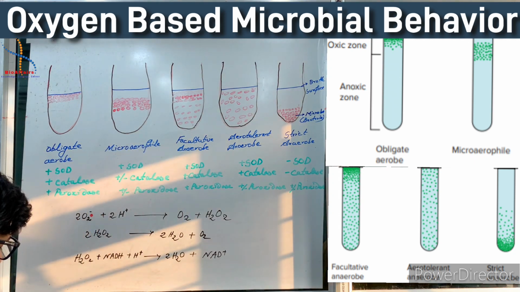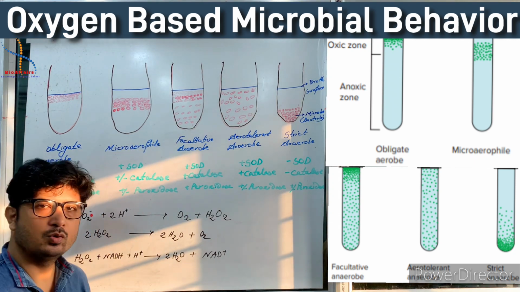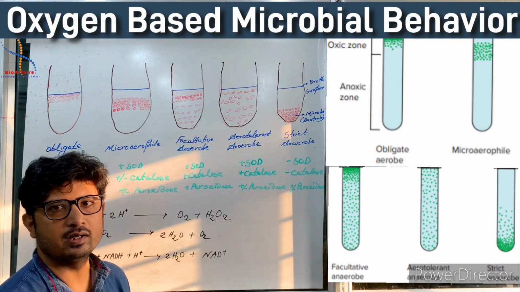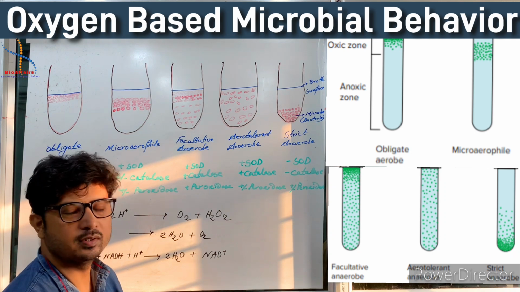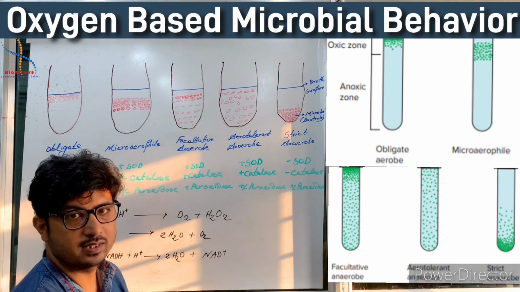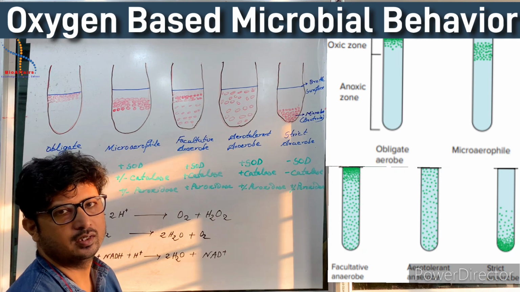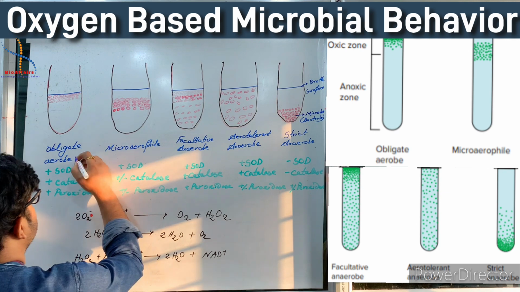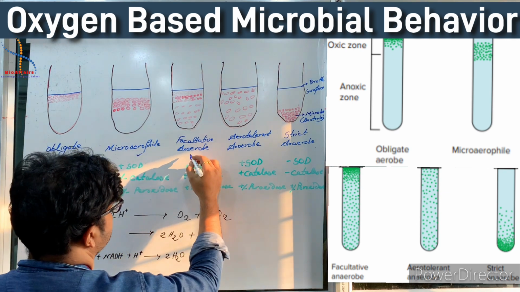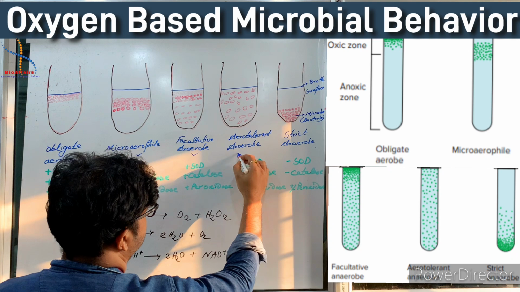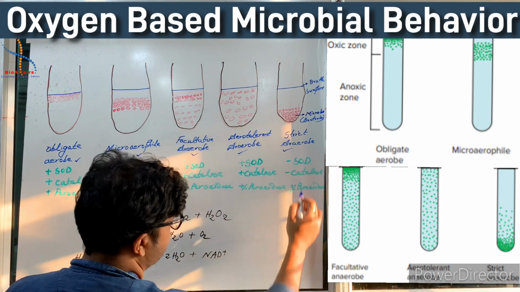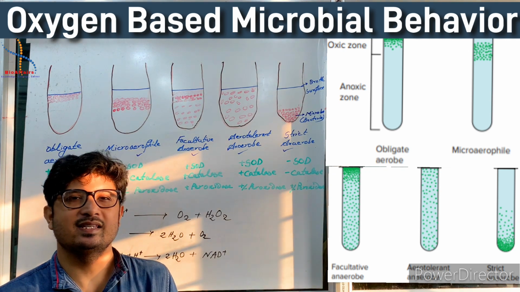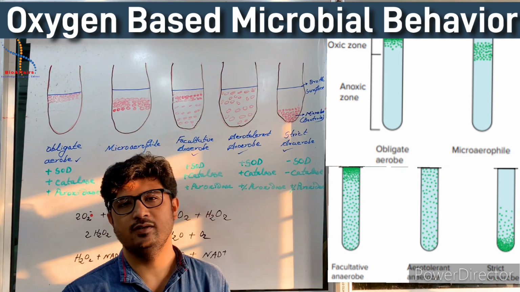Now, let's start. Depending upon the oxygen requirement, microbes can be divided into 5 zones, depending upon the oxygen concentration and oxygen levels they need. First, obligate aerobes, microaerophilic, then facultative anaerobe, then aerotolerant anaerobe, and then strict anaerobe. One by one I'll go and make your concept very clear.